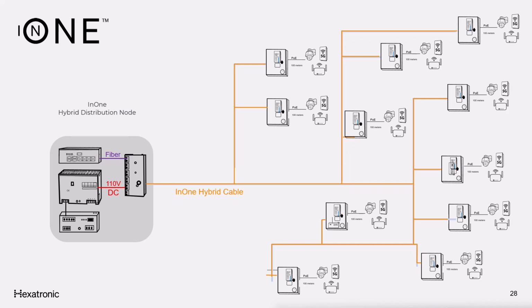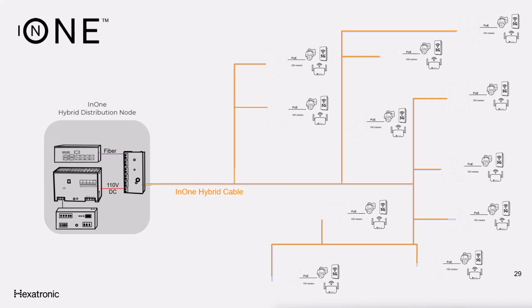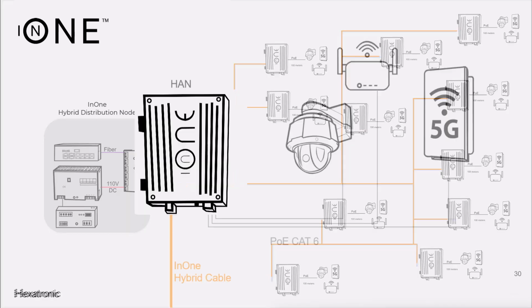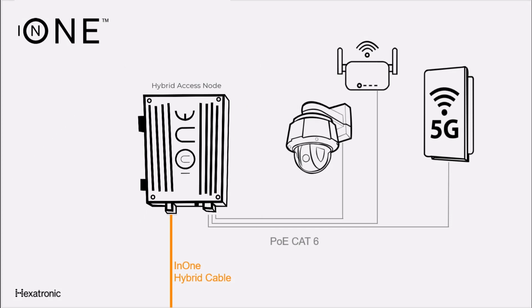The final transformation sees the large outdoor cabinets replaced by the more compact in-1 hybrid access node. This unit, which is IP65 rated, is constructed from cast aluminum, allowing it to dissipate the heat generated by active components. This design also eliminates the need for active cooling, a weak link in our traditional setup as previously noted. The in-1 HAN regulates the DC voltage to a standard 48 volts DC.